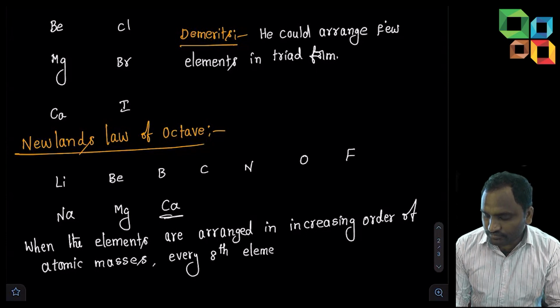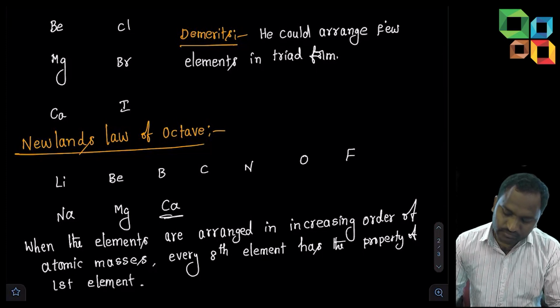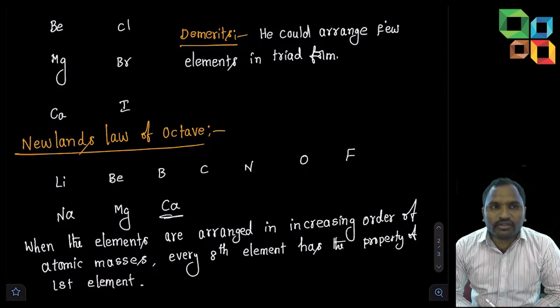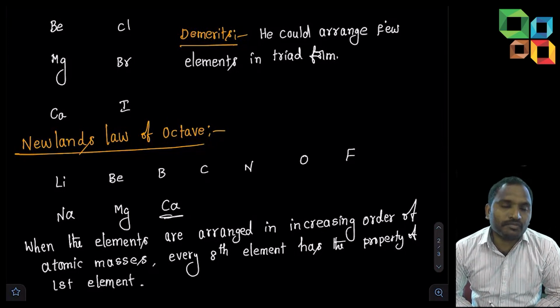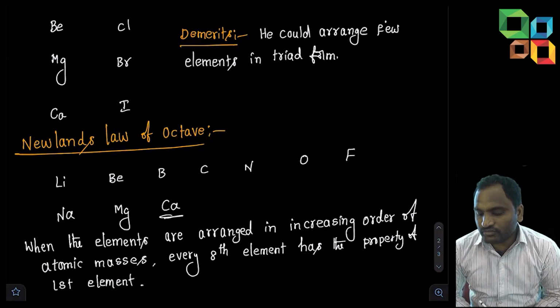Every eighth element shows the property of the first element, or shows similar properties. Every eighth element resembles the properties of the first element. So it is Newlands' octave rule.